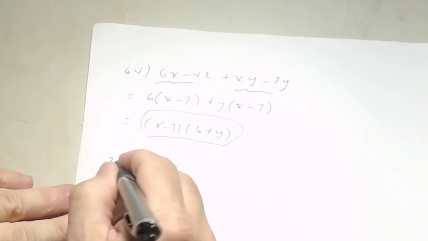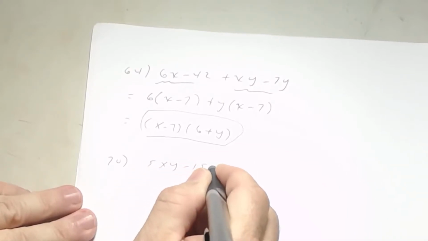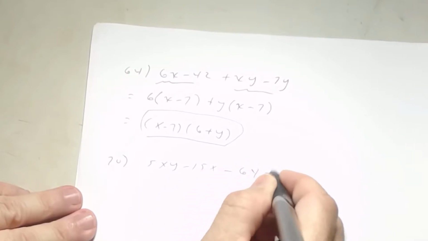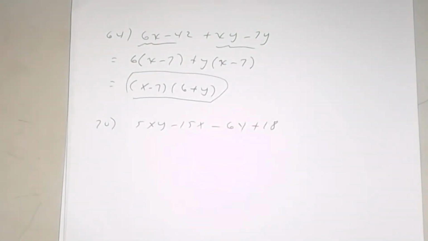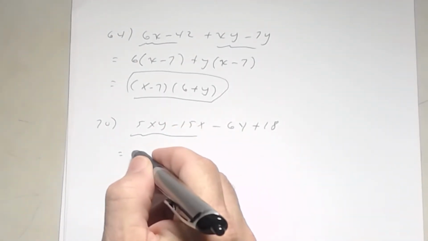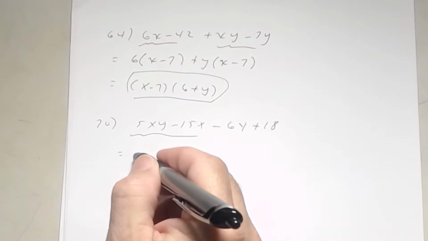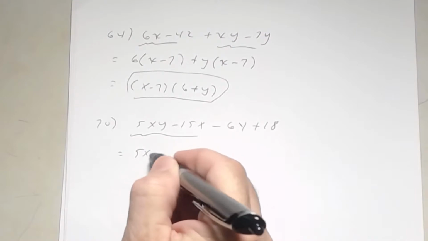Okay, number 70. You have 5xy minus 15x minus 6y plus 18. All right, what's the GCF? 1. So you have 4 terms, so group the first 2, the last 2. First 2 is easy. What's the GCF? Negative 3? No. Negative 5? No. It's just 5x. 5x times what?